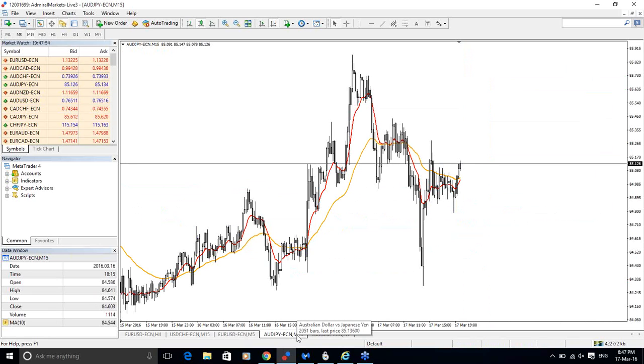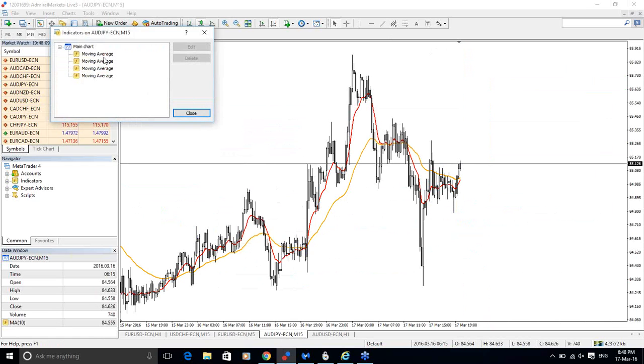Another method that I also love to share with you is actually multiple time frame, and pay attention to this now. We need to place indicators as this.